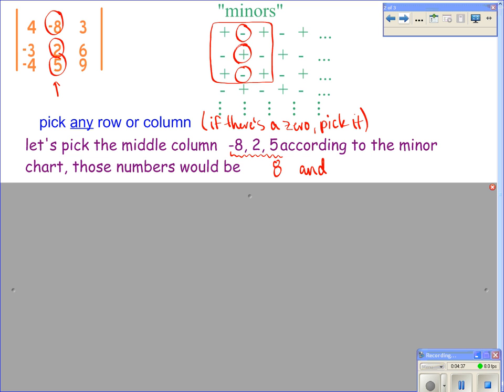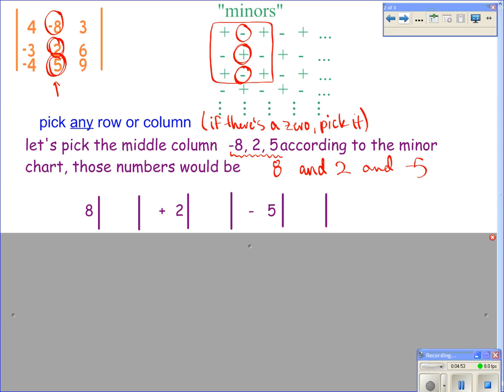Okay, and we take a positive times +2. Wow. And then we take a negative times 5. Wow. So those 3 numbers are now going to go here. So what's going to go in these determinants are 3 2 by 2 determinants that we already know how to find because we learned that in the previous slide, and I'll show you how to find those. So this 8, 2, and -5 are on the outside of the 3 determinants.